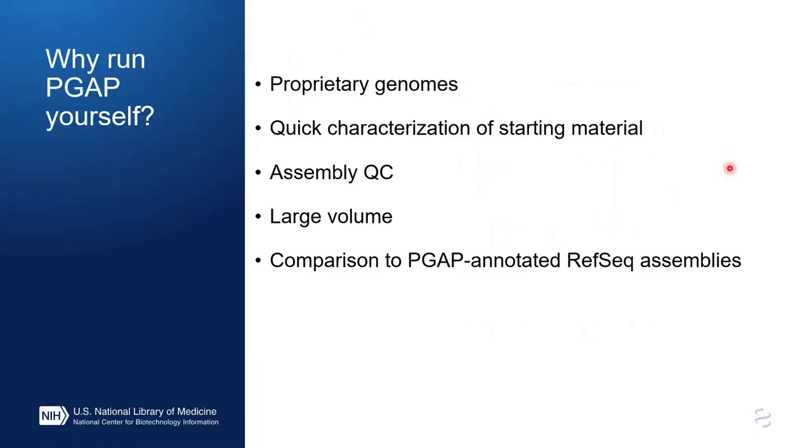And why is that a good thing? Because there are many reasons why you may want to run PGAP yourself before you submit, or you may never want to submit. You may have some proprietary genomes that are not ready for publication or that will never be published. Or you may be at the beginning of a project where you're trying to quickly characterize your starting material, and really your starting material has no place in the archives, or you are trying to QC an assembly pipeline that you have put together, or you have very large volumes of data, and submitting it to NCBI is just too much of a burden. And finally, why would you use PGAP over a different pipeline?